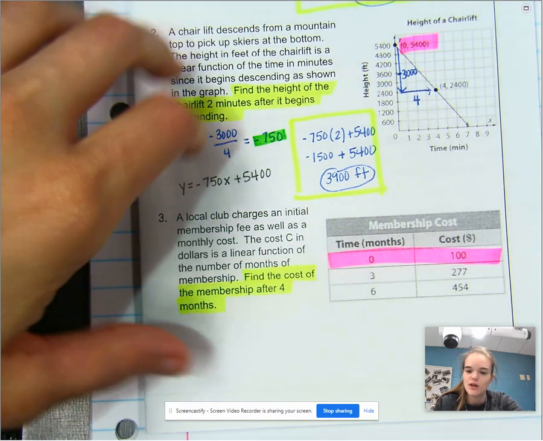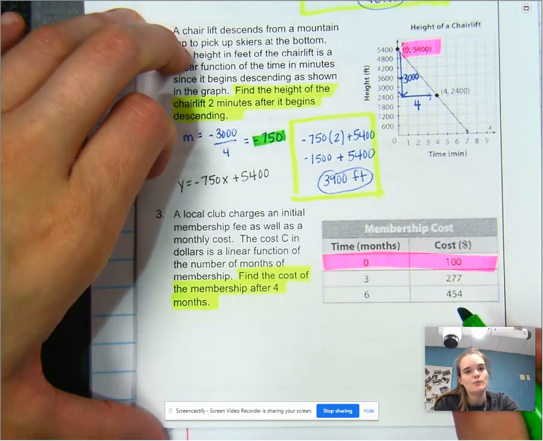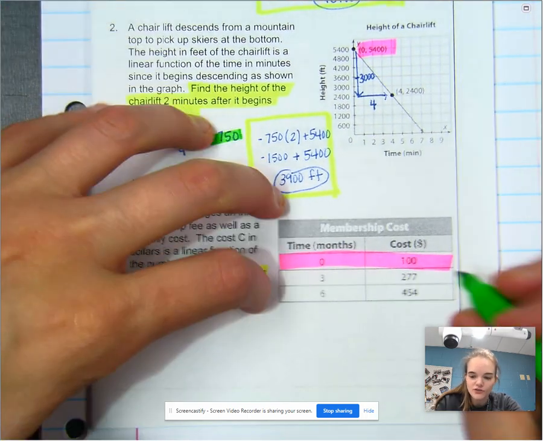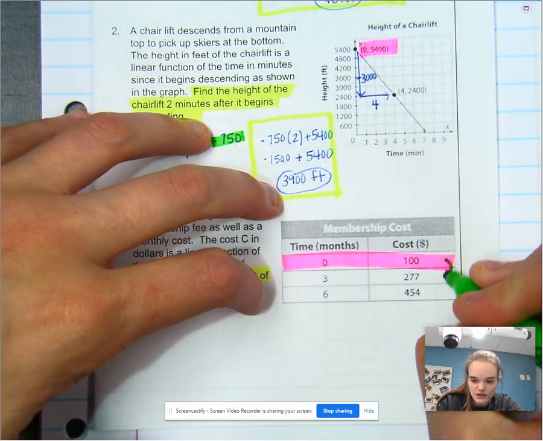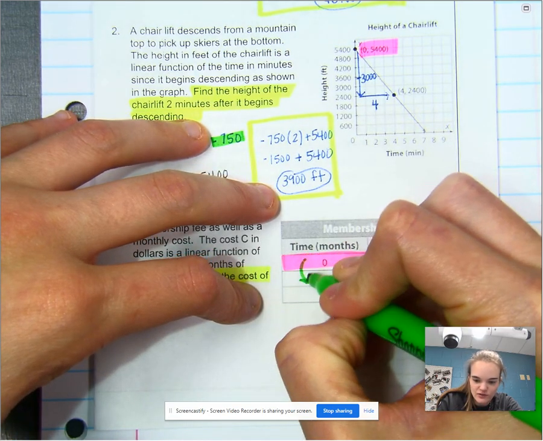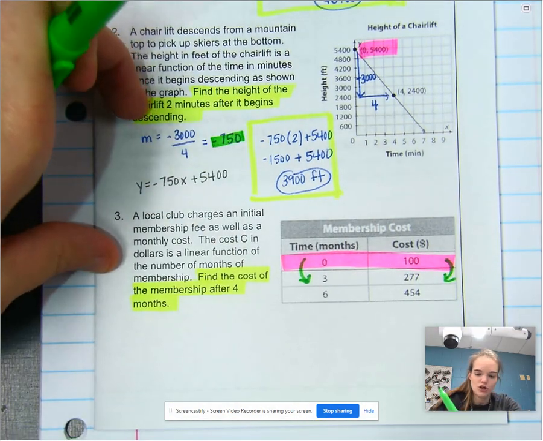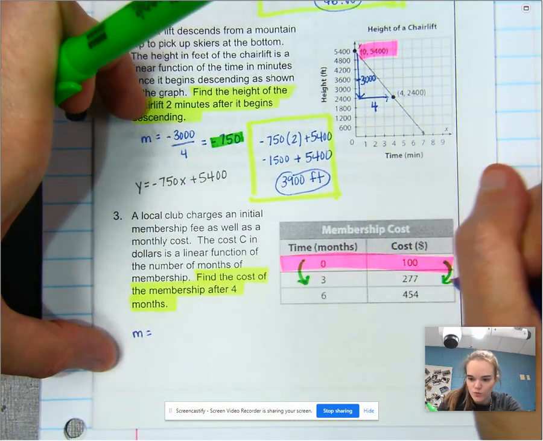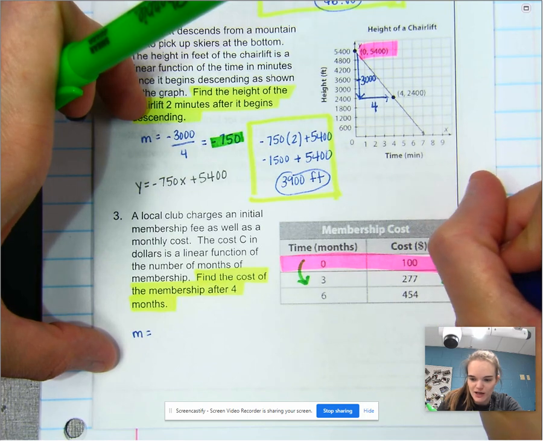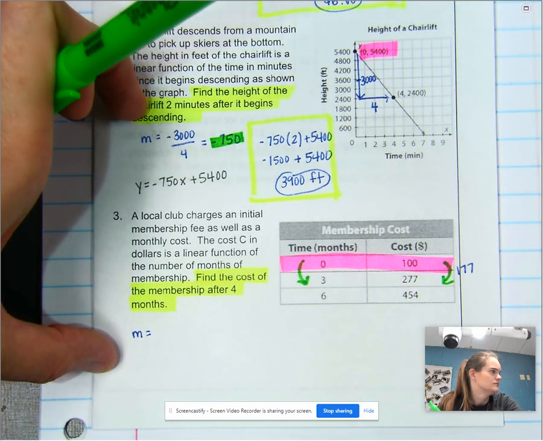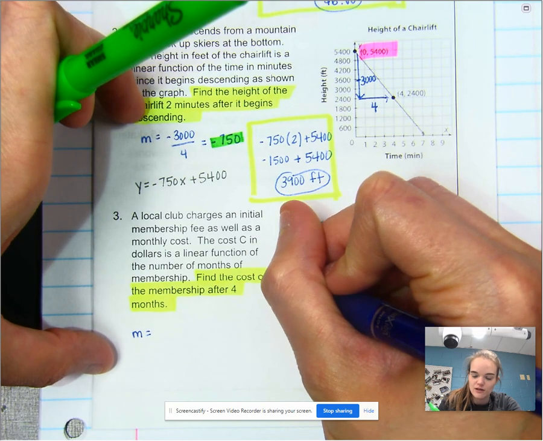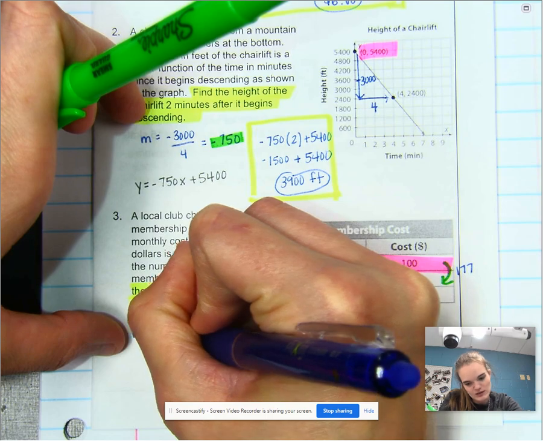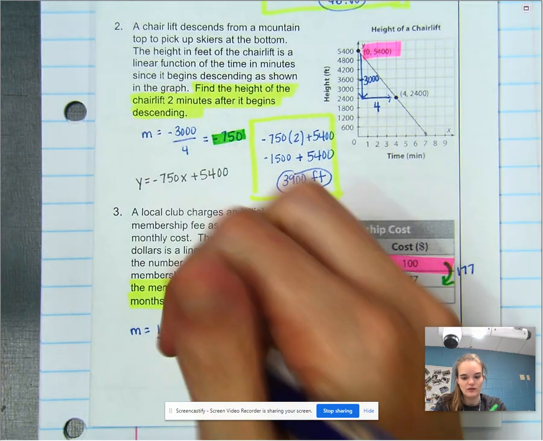Now the slope. Remember when we talked about how slope is y2 minus y1 over x2 minus x1? Well, it's also the change in y divided by the change in x. Okay? That means our slope, m, is equal to the change here. This went up by 177, and this went up by 3. So our slope is 177 divided by 3. That is 59.